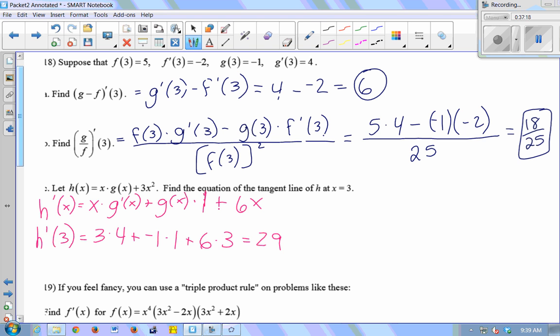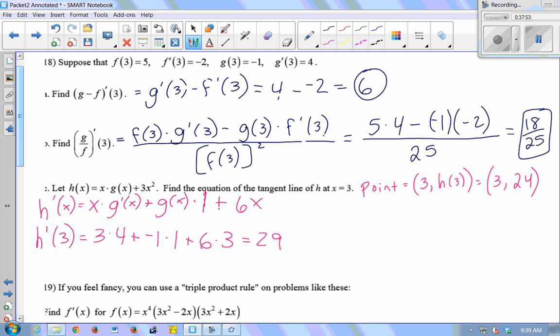All right, and then so my point is at 3, comma, h of 3, which is going to be 3, comma, when I plug in a 3 into the original h, what do I get? 24, yeah. 3 times g of 3 plus 3 times 9. Yeah. So I get 24. Okay, so I have my point and I have my slope.